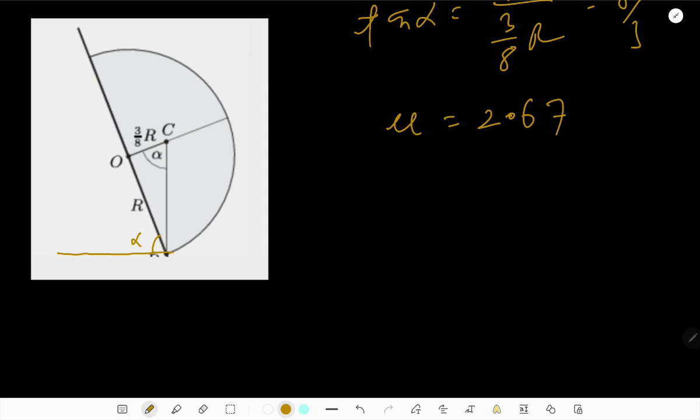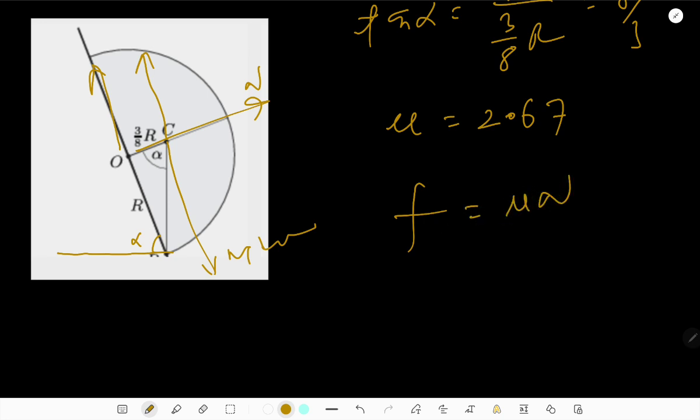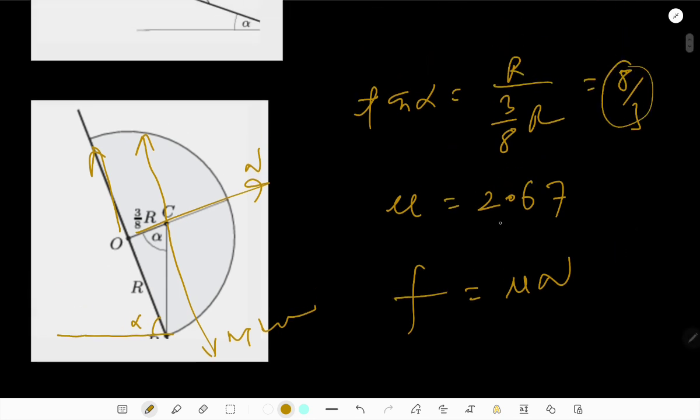Because to be on the verge of motion, friction acting on it in this direction should be equal to simply mg sine alpha, and N should be in this direction, and the limiting friction value is mu N. And then in that case you will get mu equals tan alpha, and tan alpha is basically 8 by 3, so its corresponding value of mu is much greater, 2.67.